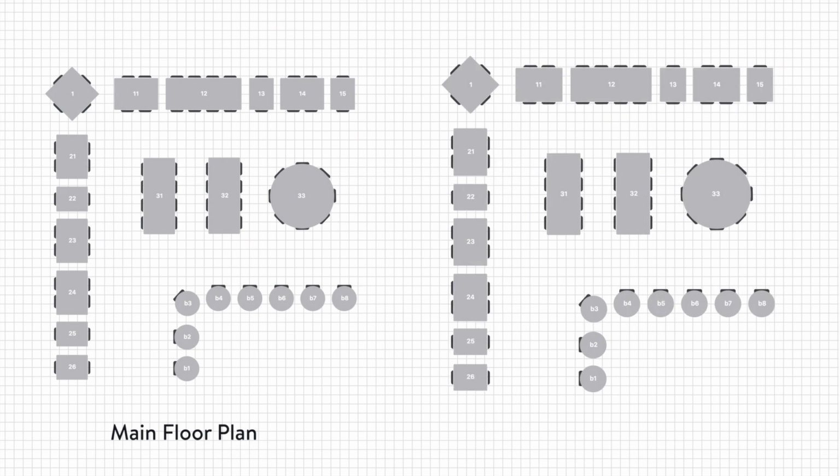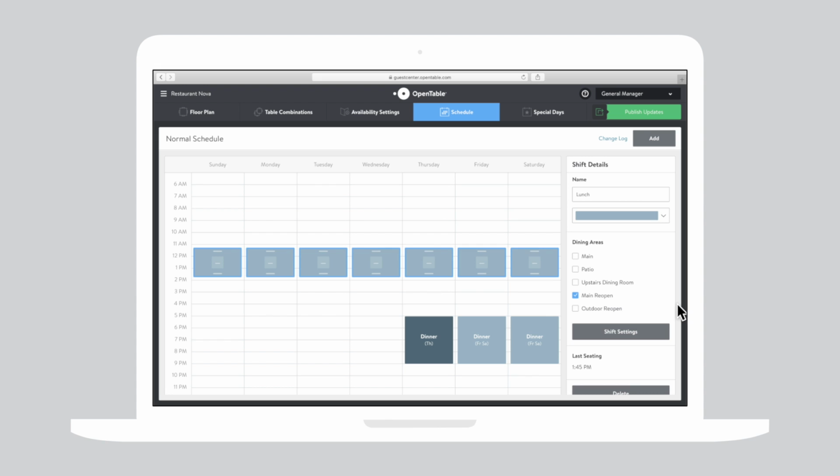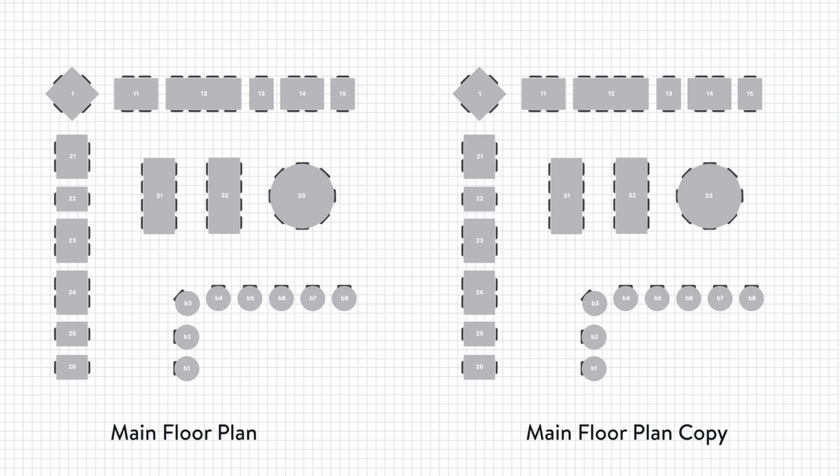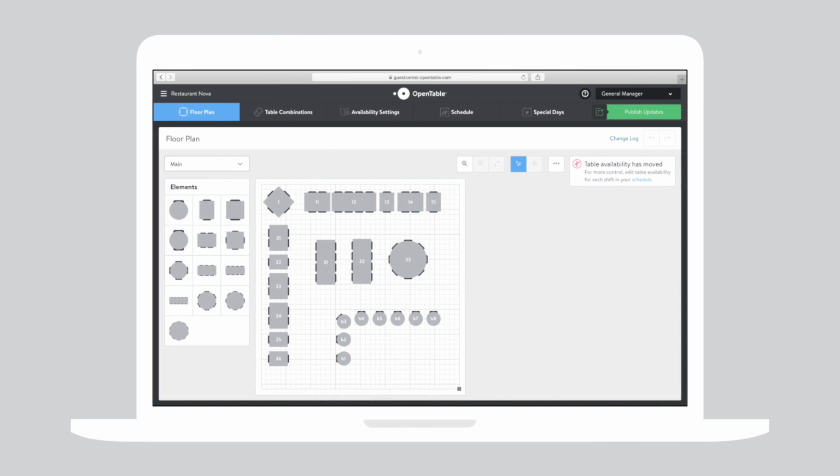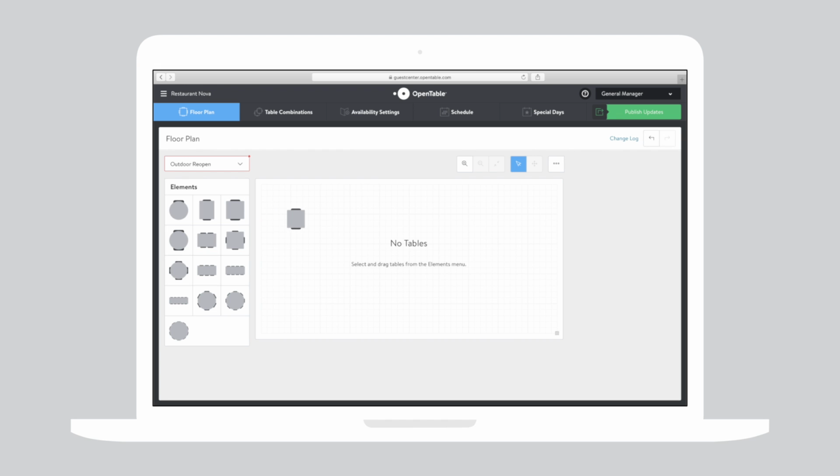Apart from making a copy, you may need to set up multiple active floor plans. You can either make another copy and adjust as needed, or start fresh by clicking here, choosing Add, then enter a name of your floor plan. Now you can start adding tables.